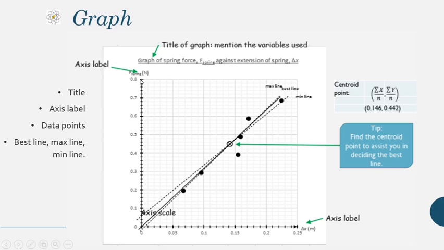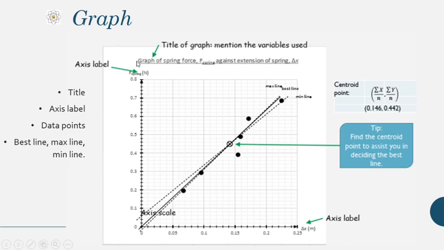Okay, so we must have a y-axis and an x-axis. The scale must be equal. Each axis must be labeled. If you use a symbol as the label, for example here we have F spring, don't forget to write down the unit for these quantities. You should also mention in the title what the symbol F spring is.